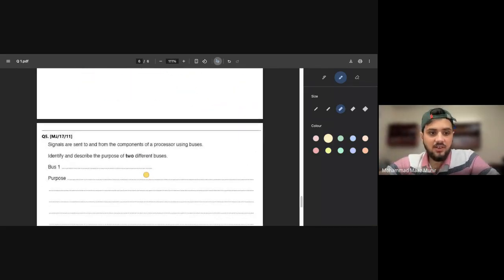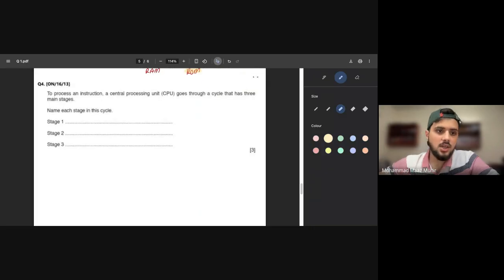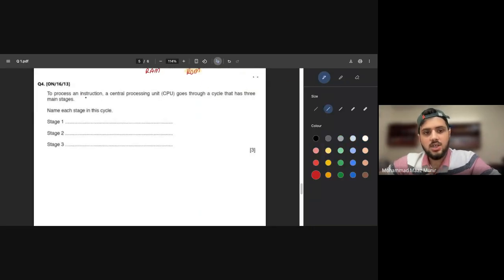So we have the last 5 minutes and we have quite a lot of questions, but let's do this question. Question number 4 says, to process an instruction, a CPU goes through the cycle that has 3 main stages.